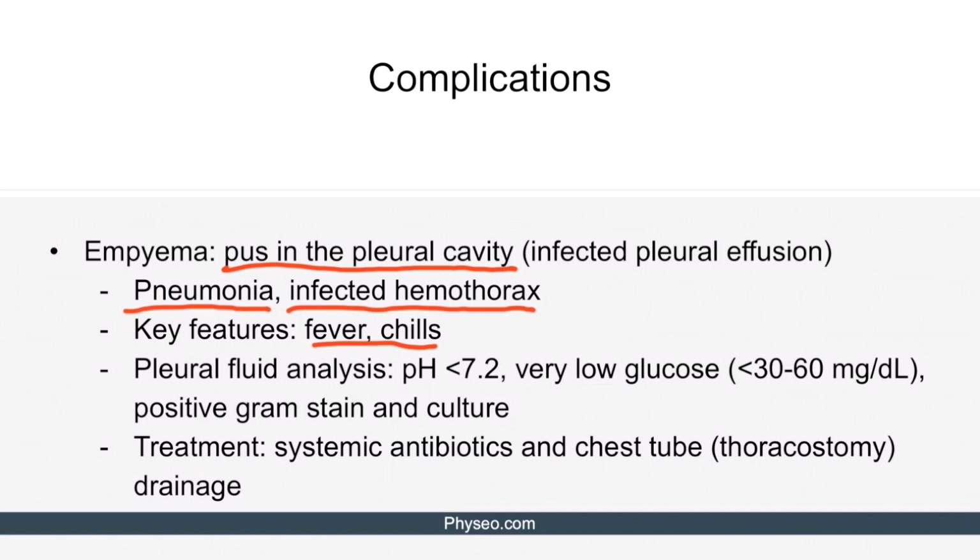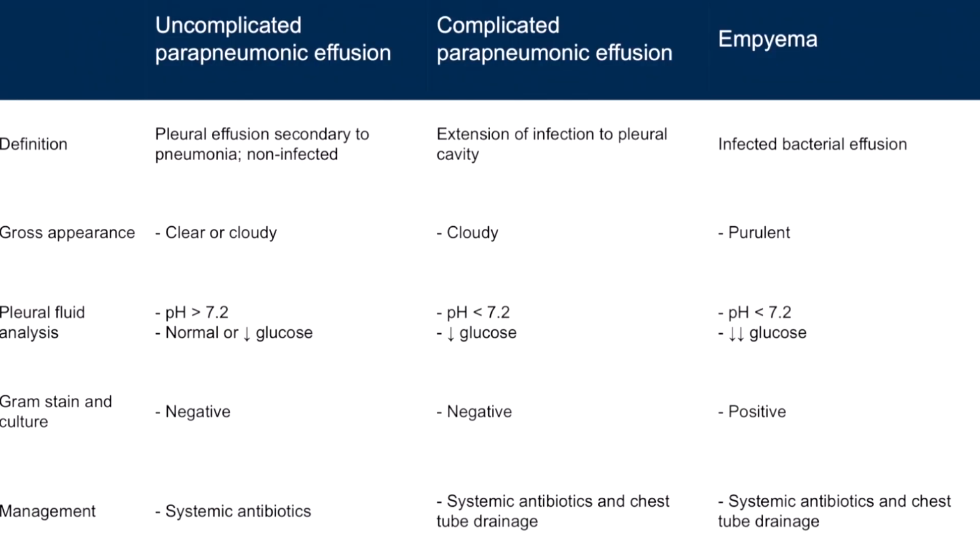The pleural fluid analysis will show a pH of less than 7.2, very low glucose, less than 30 to 60, and most importantly, a positive gram stain and culture. Empyema is treated like complicated parapneumonic effusions with systemic antibiotics and chest tube drainage. Here is a table that compares uncomplicated and complicated parapneumonic effusions as well as empyema. We just covered all of this information, but this table is here for you to review.